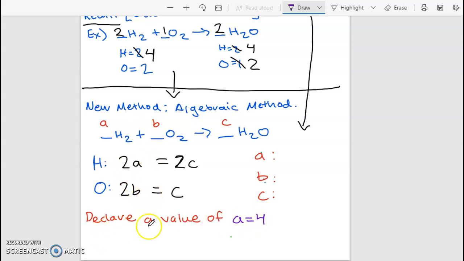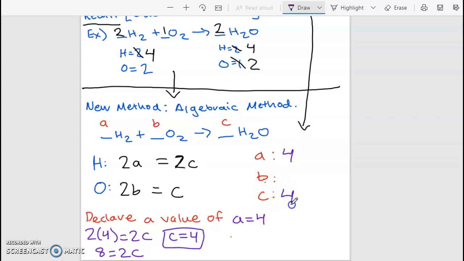If I said a is equal to 4, 2 times a, right? 2 times 4 is equal to 2c. That's 8 is equal to 2c. 8 divided by 2 is equal to 4. So that means c is equal to 4. So when a is equal to 4, c is equal to 4. Right? 2b is equal to c. We want to solve for b, right? So 2b is equal to c, which is 4. So b is equal to 2.